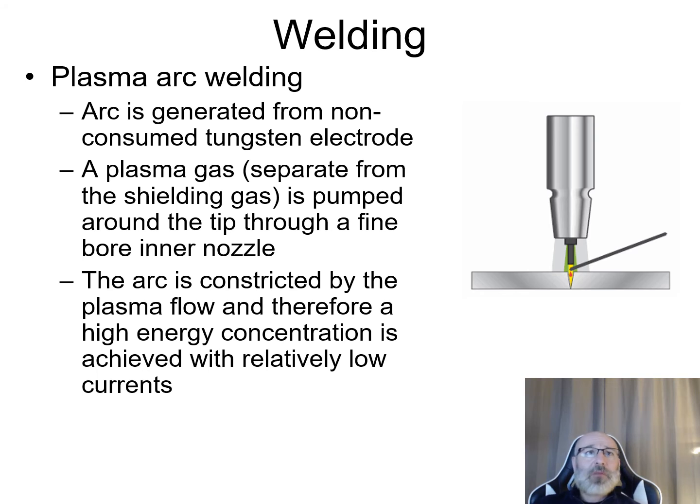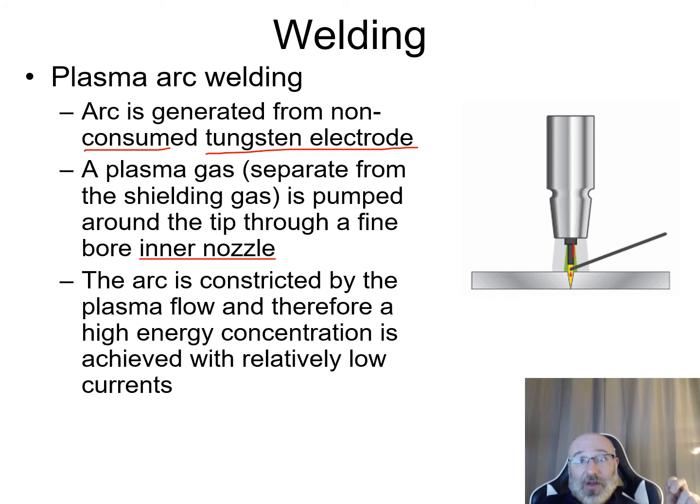So if we're looking at our plasma arc welding, what occurs here is we have an arc that's going to be generated from a non-consumed tungsten electrode. So there's our non-consumed tungsten electrode right there. And we have a plasma gas separate from the shielding gas that is going to be pumped through the tip through a fine bore on the inner nozzle.